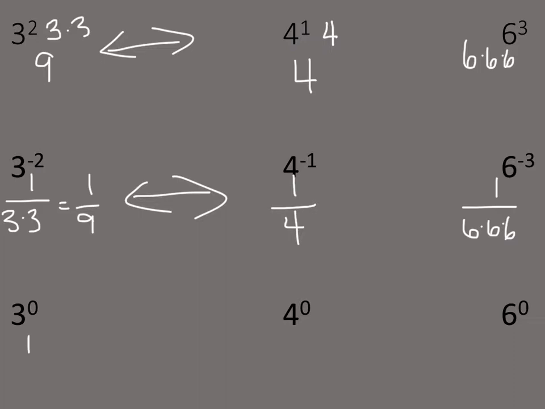3 to the 0 power is 1. 4 to the 0 power is 1. 6 to the 0 power is 1. This is how it works. Alright, we know the positive sides, so we know all of these.